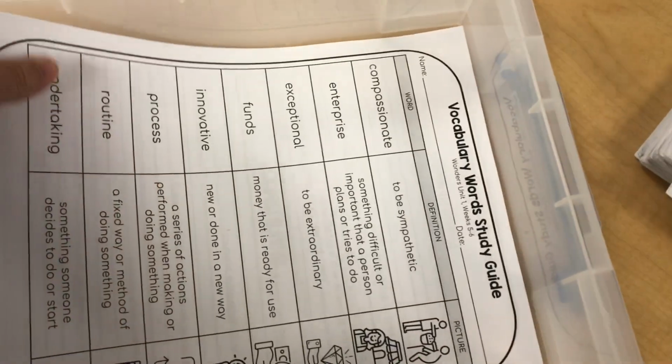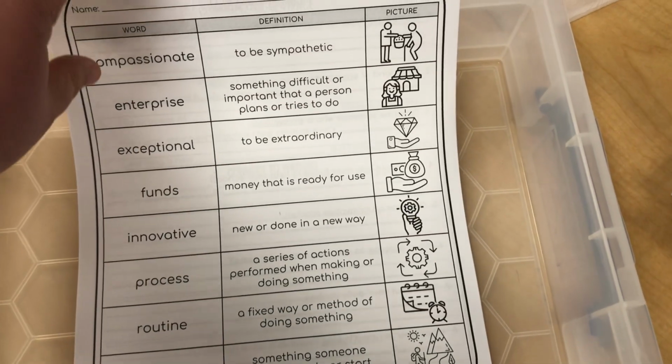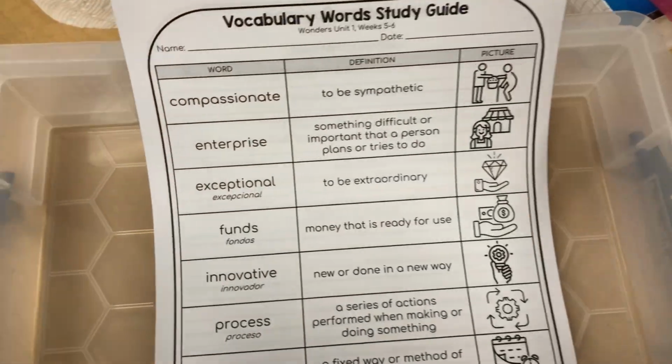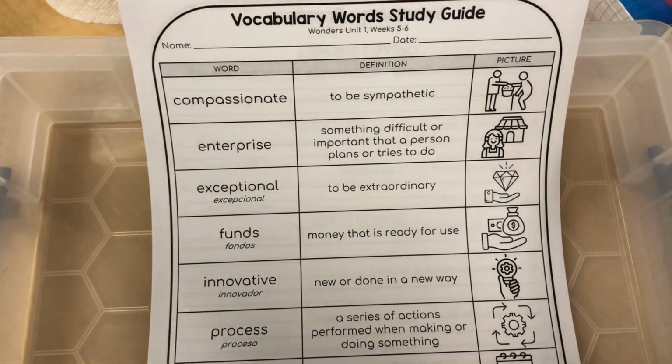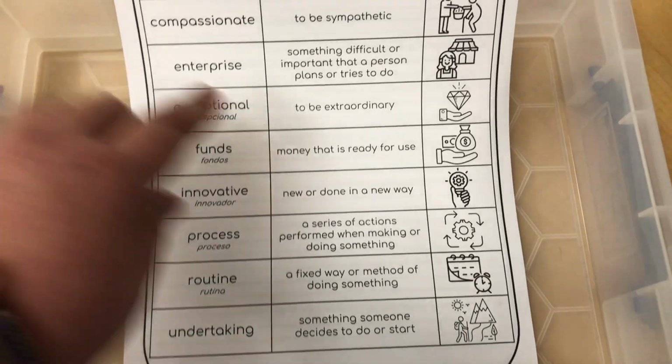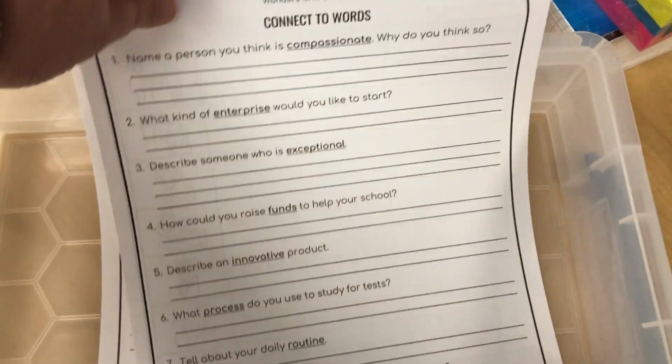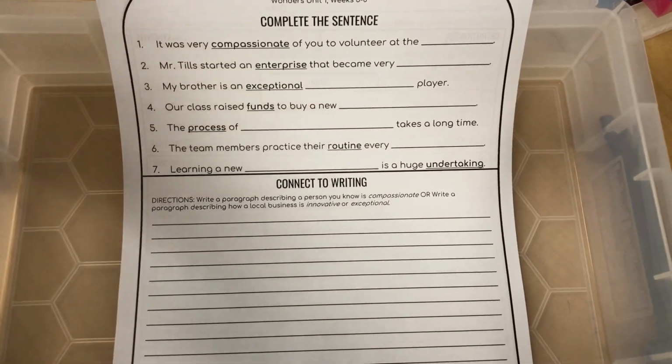And I made a new vocabulary packet. This one is the regular one, but I also want to show you the one with the cognates. So here it is. So here are the new 8 words for that unit, and I found pictures to go along with what the meanings are. And then on the back, they do the connect to words. Then they complete the sentence.